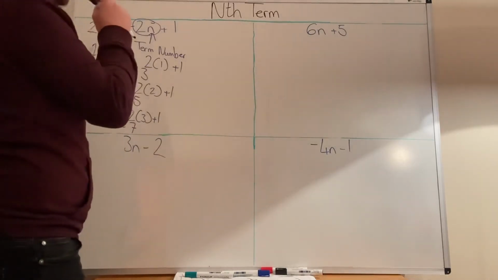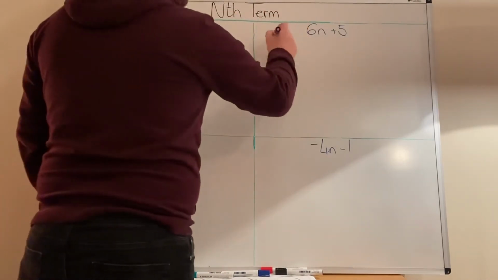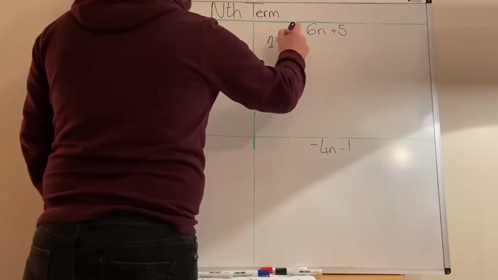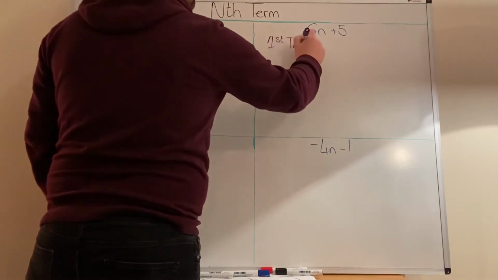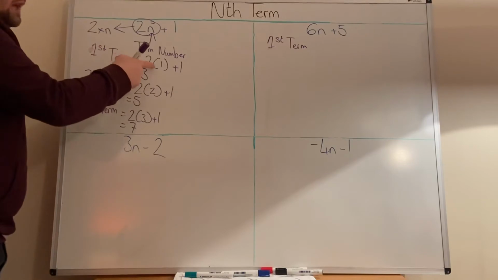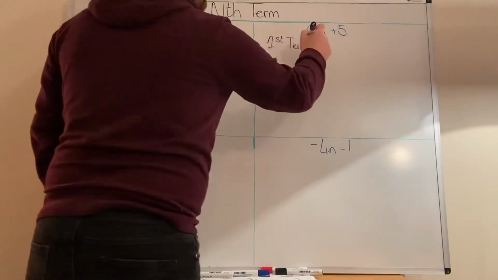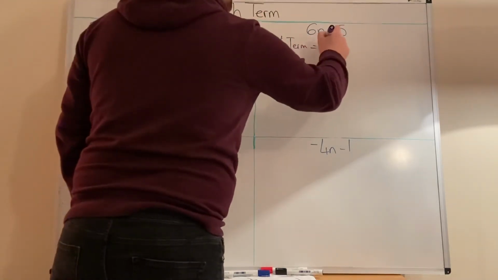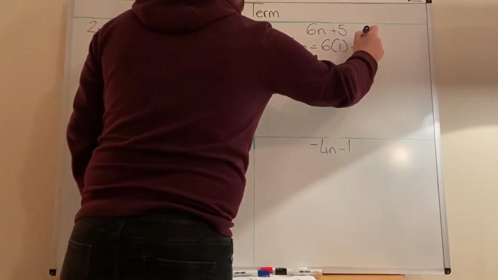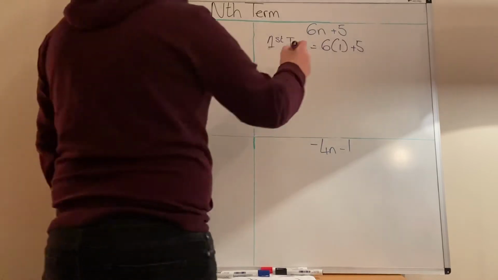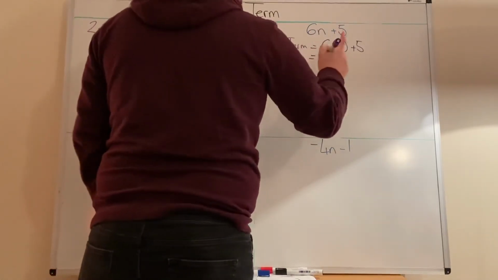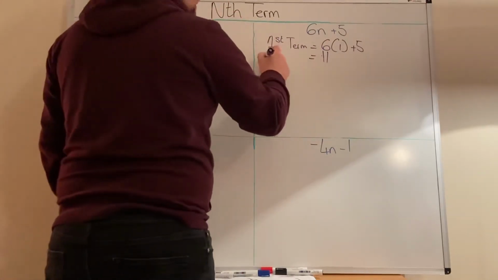So we're finding the first 3 numbers. For the first term, n equals what? Look at here, n equaled 1 there for the first term. For this one, for the first term, n equals 1 as well. So 6 times 1 plus 5. What's 6 times 1? 6, plus 5 equals 11.